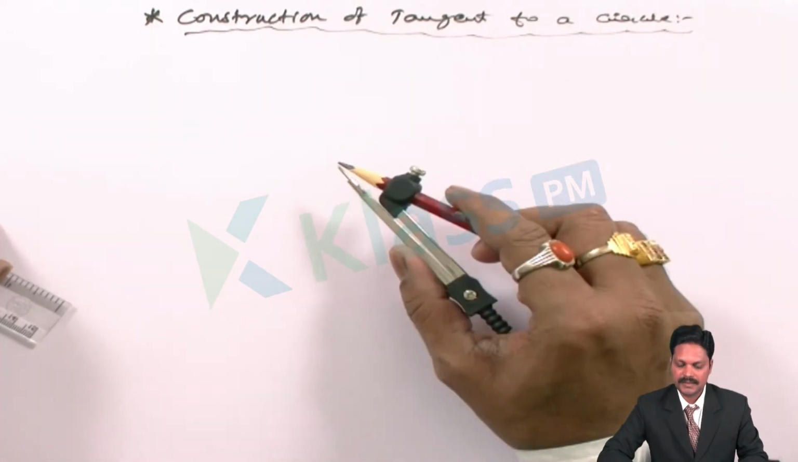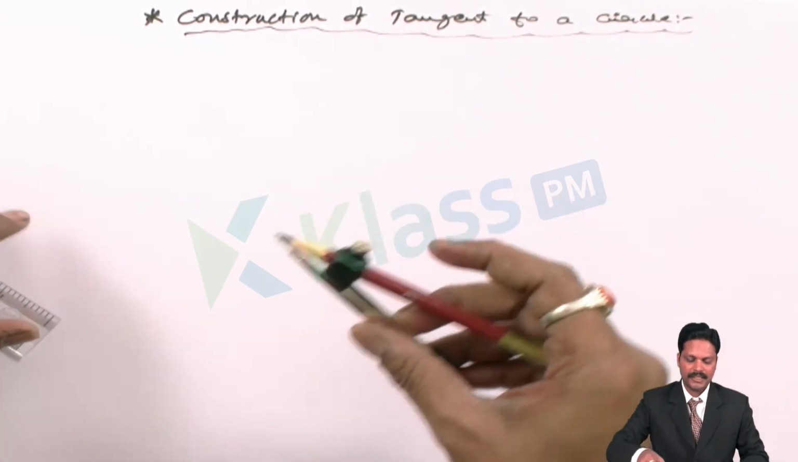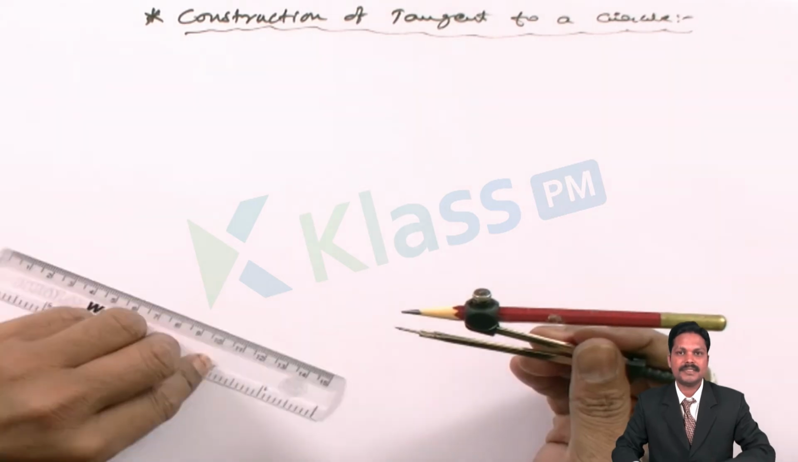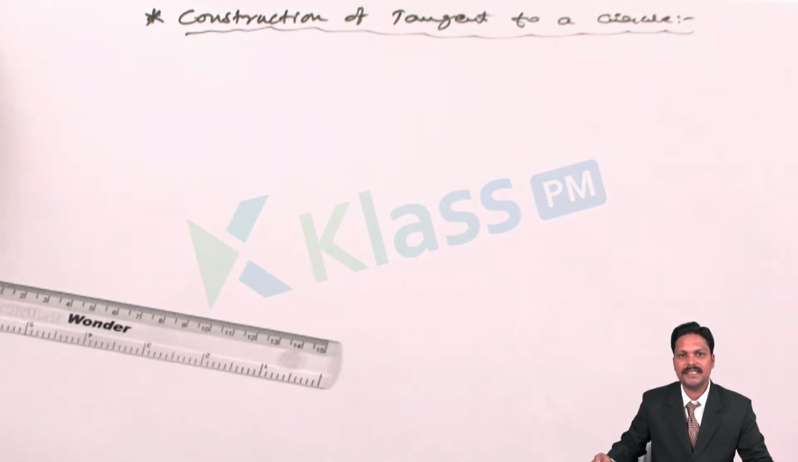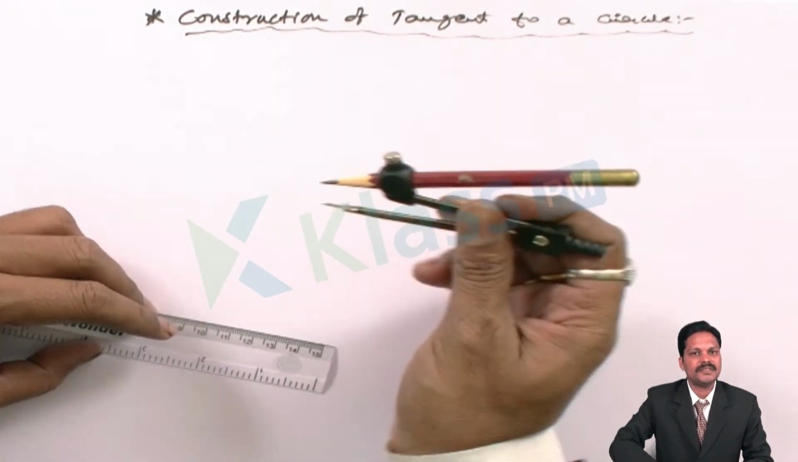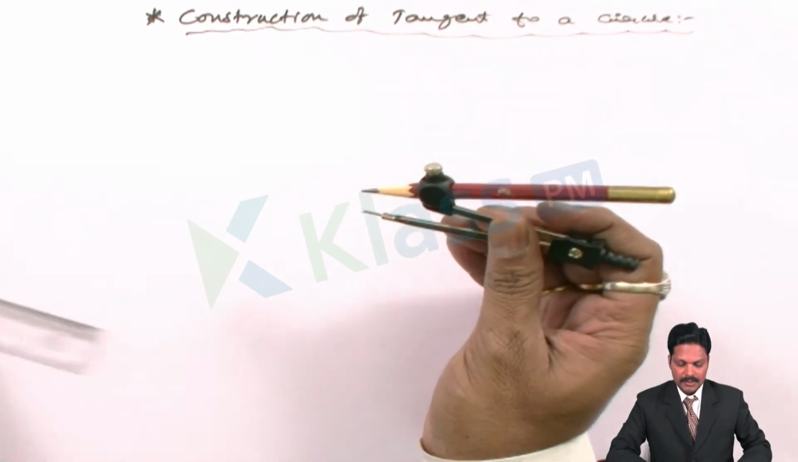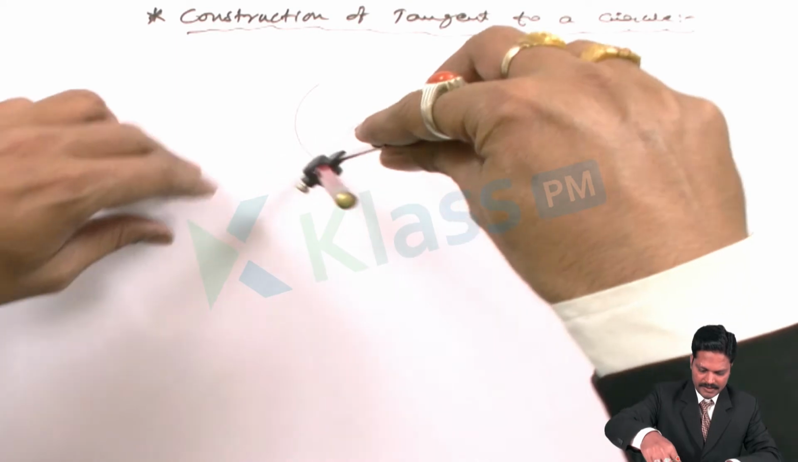Now I will construct a tangent to a circle. How can we construct a tangent to a circle? Here I am showing it using a compass and ruler. We do not need a given radius to construct the circle; if a measurement is given, you can follow the procedure. So I am drawing one circle using a convenient radius.